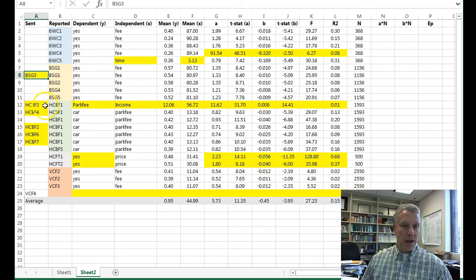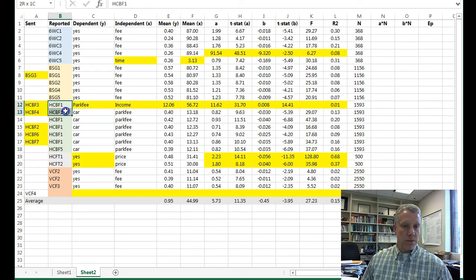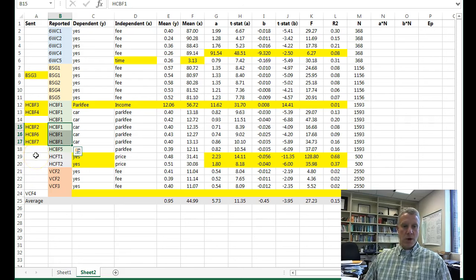So just make sure and check that you got BSG 3. The same thing applies to students in row 12 and 13. If you wrote down High Country Beer Fest 1, check and make sure you got 3 or 4. And for High Country Beer Fest, 3 other students wrote down High Country Beer Fest 1, and they should check and make sure that they received 2, 6, and 7.